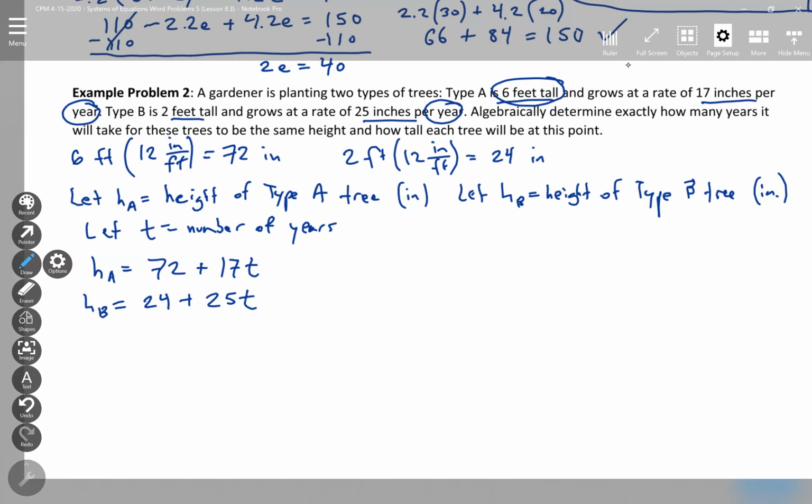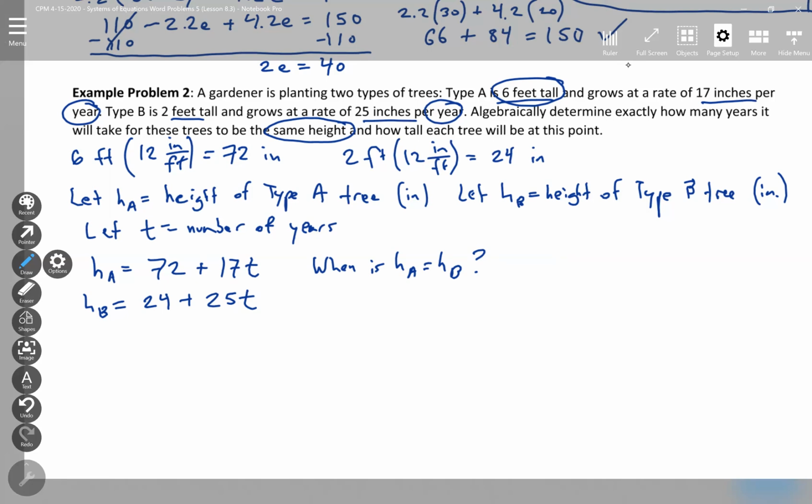Now, notice here we have 3 variables, 2 equations, but it does give us one crucial piece of information in the problem. It says we're looking for when the trees are the same height. So in other words, when is HA equal to HB? So that's the question we're trying to answer. And what that means is we could either make this one variable, we could just change the HA and HB to H, and then we have 2 variables, 2 equations, or we can plug in one for the other. And that's what I'm going to do.